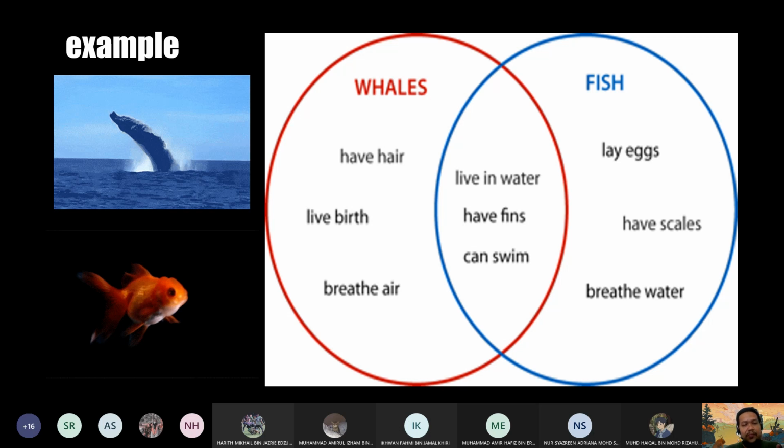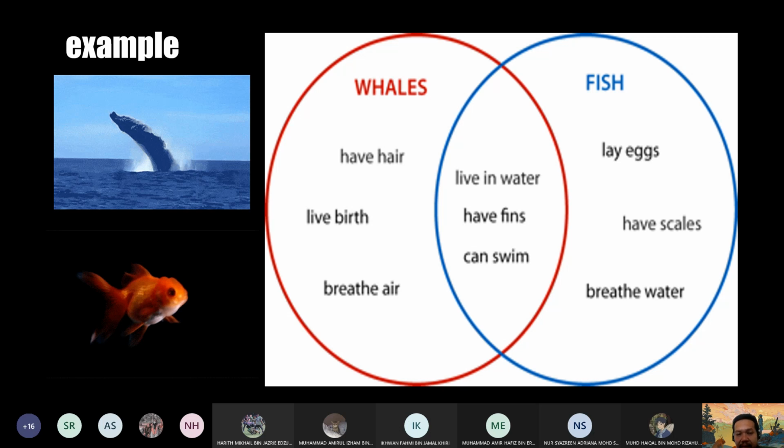Two different species, but then in the same group actually. Okay, how they are different? Fish lay eggs, have scale and breathe water, but whale have hair, live birth and breathe air. Okay, how they are similar? Okay, both of them live in water, have fin, and both of them can swim.